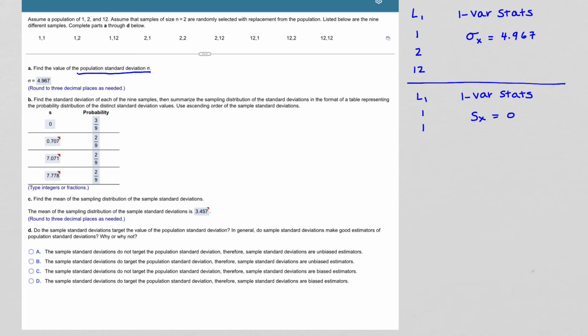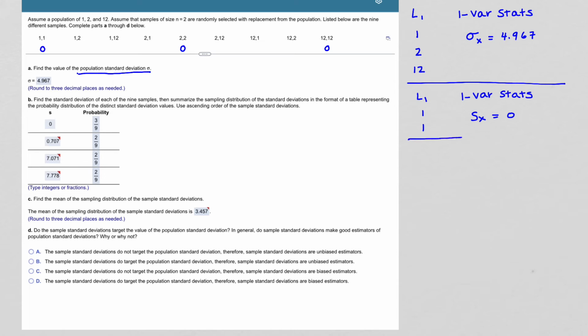And what you'll notice is that if the sample values are all the same, then the standard deviation is going to be 0. So I'm going to put a 0 here for 1, 1, 2, 2, and 12, 12. So I don't need to actually calculate those all separately. I know if the 2 values are the same, the standard deviation is 0.